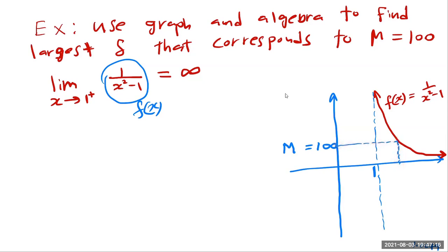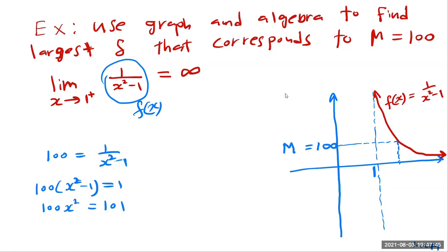How do you compute that x value? Well, I'm going to set 100 equal to my function, 1 over x squared minus 1. So multiplying both sides by x squared minus 1, we get 100 times x squared minus 1 is equal to 1. Simplifying this further, you get 100 x squared is equal to 101.